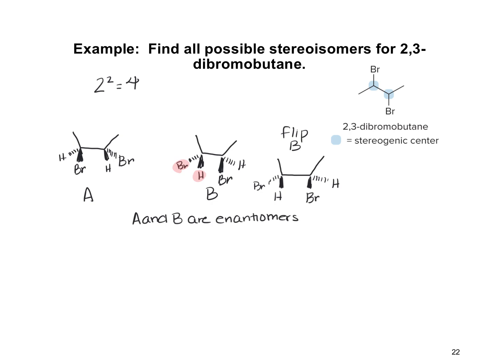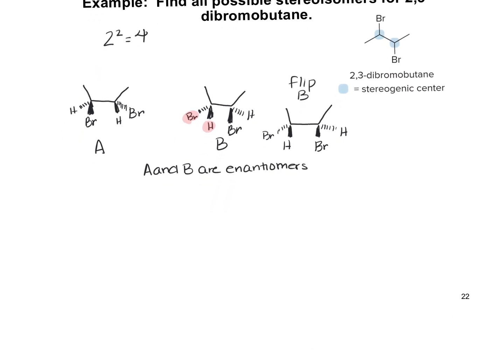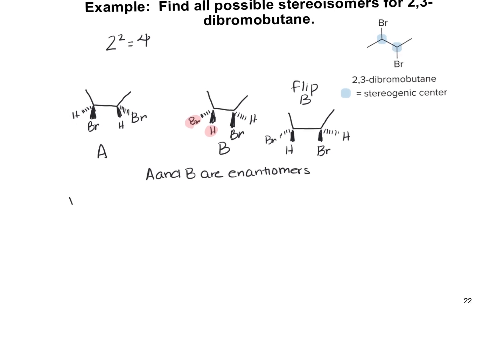And so now we have to draw another stereoisomer and evaluate it as well. And so we are going to switch the positions on H and Br, just like before, on one stereogenic center, but keep the other one the same. So we're going to come here. And okay, so A and B are diastereomers of C that are shown here, okay?